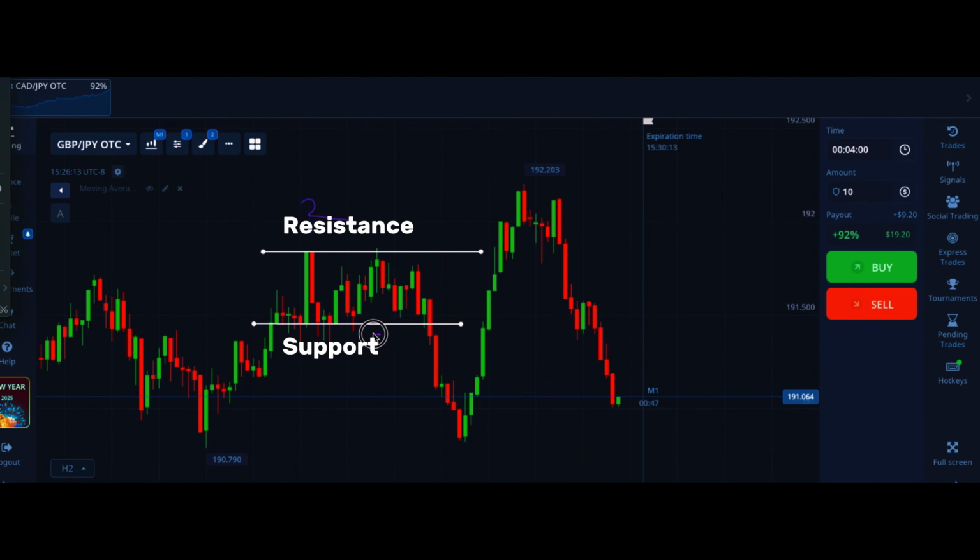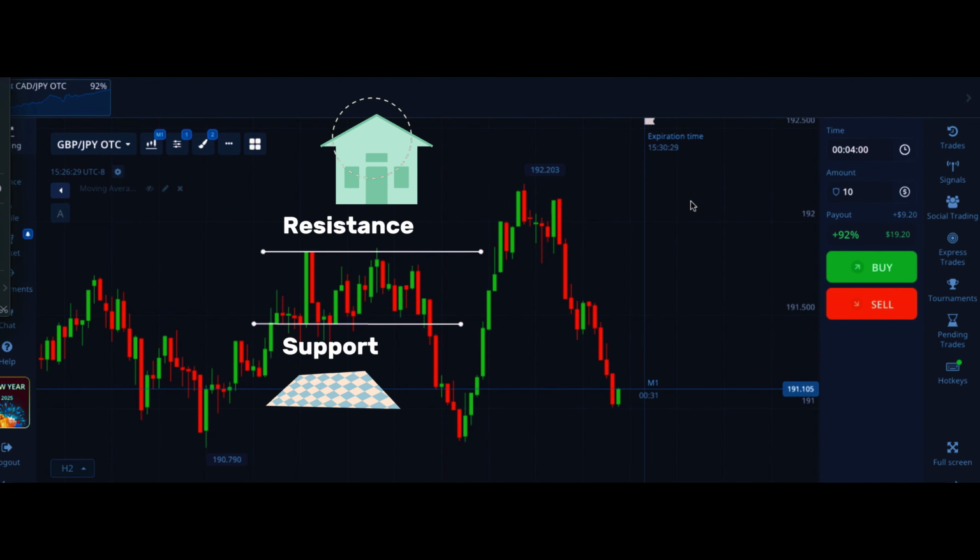Support and resistance. Again, I did a video on this as well. This is basically the backbone of trading. Support is where price tends to bounce up, and resistance is where it struggles to go higher. You can also look at support as the floor and resistance as the ceiling. Now, these levels act as barriers, and the more you understand them, it's going to help you predict price even more.